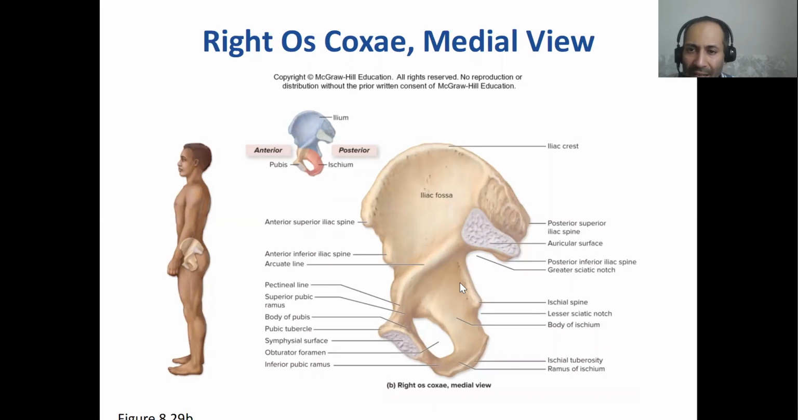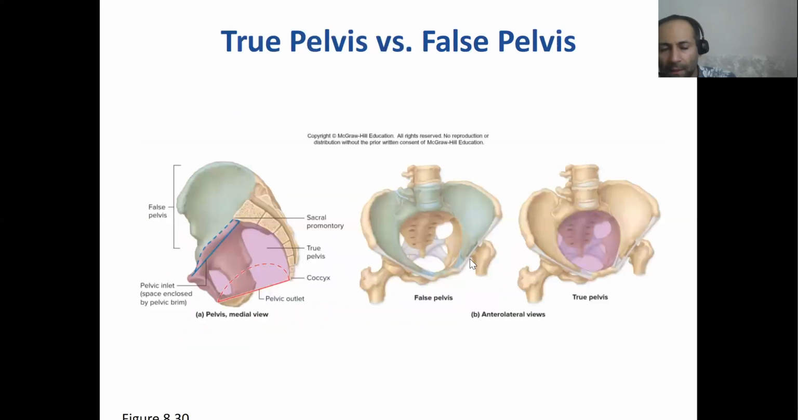Now you're taking a medial view of the same right os coxal bone. So same things here. This is the iliac crest, anterior iliac spine, posterior iliac spine, right? You have something called the arcuate line as well, which is only visible posteriorly in the back. Here's your pubis, here's your ischium, the sit bones. So you see all of those here.